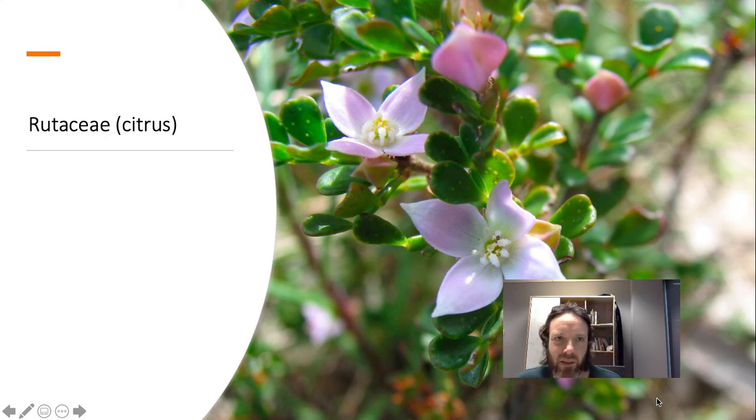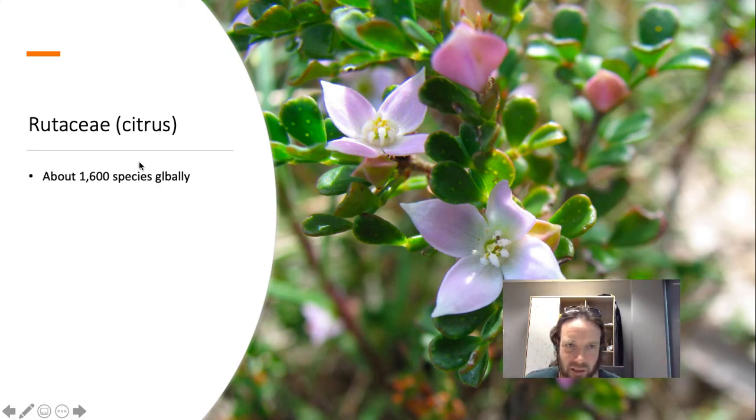So now this is the Rutaceae video. Rutaceae is another family in the Eudicots, super important in Australia and globally. The traits you're going to look for in this Rutaceae are, well, there's about 1,600 species globally, so it's a reasonably sized family, so pretty important.